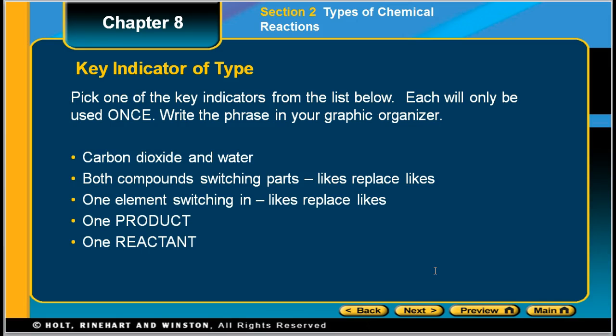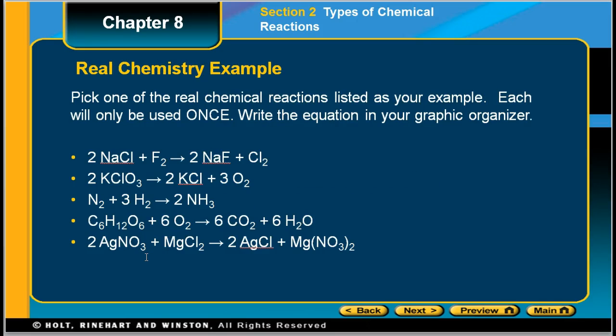So looking at the indicator of type, this one would be one reactant. And looking at these possible examples, you can see that the example that matches a decomposition is 2KClO3 yields 2KCl and 3O2.